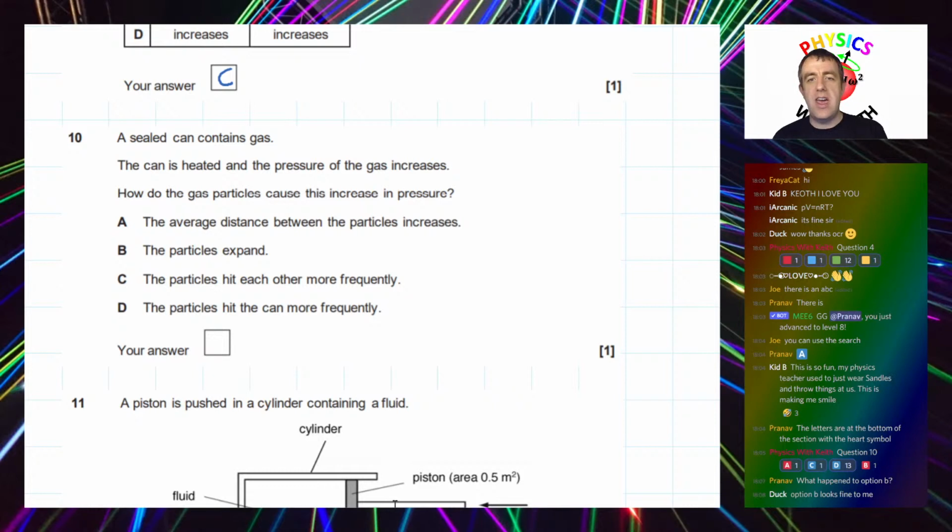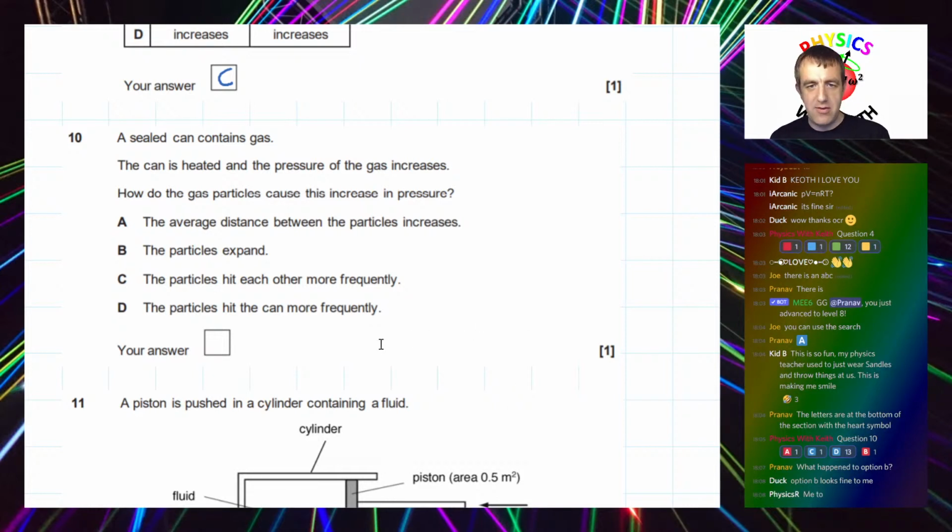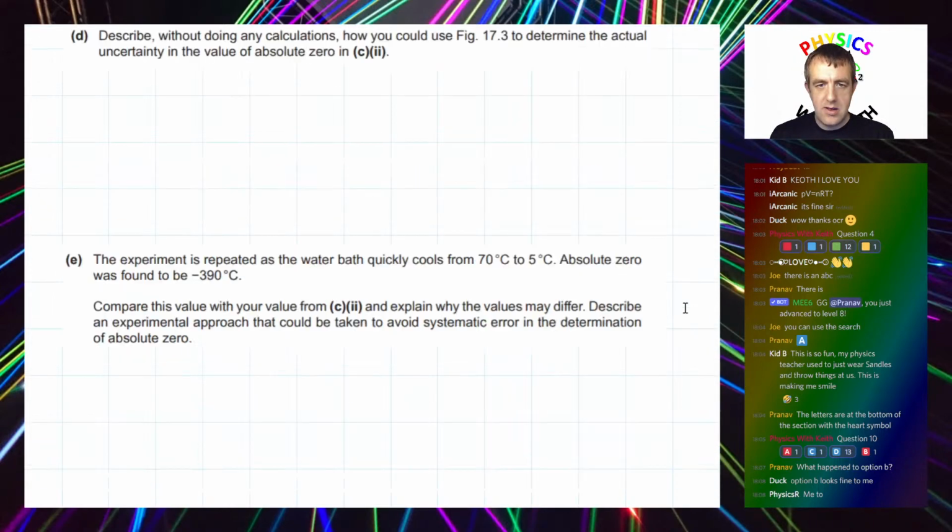The particles hit the can more frequently. Great stuff. Okay, so we're going to move on now to question 11, hopefully.